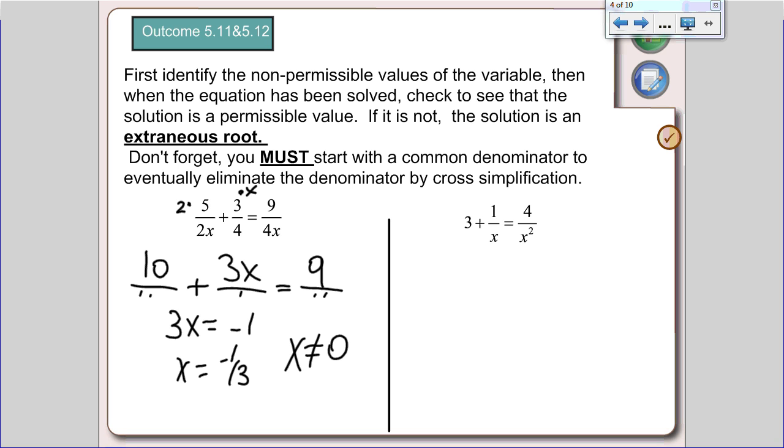Okay, let's try this next one. What's my first thing I need to do? Common denominator. What's my common denominator going to be? X squared. How am I going to make that first thing have a common denominator x squared? Multiply it by x squared. What about the second thing? Multiply it by x. What about the third thing? Don't do anything. So we have 3x squared plus x is equal to 4. If you have an x squared term, you have a quadratic. If you have a quadratic, you flash back to that terrible time in October when we just solved quadratics.